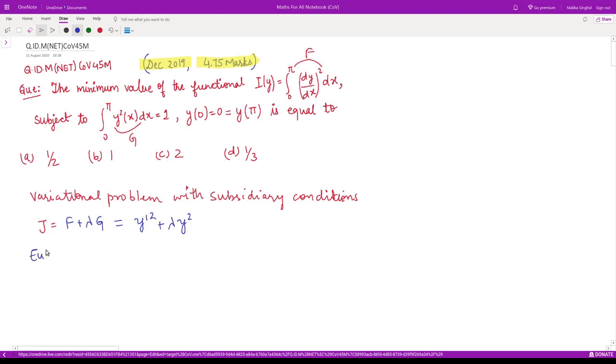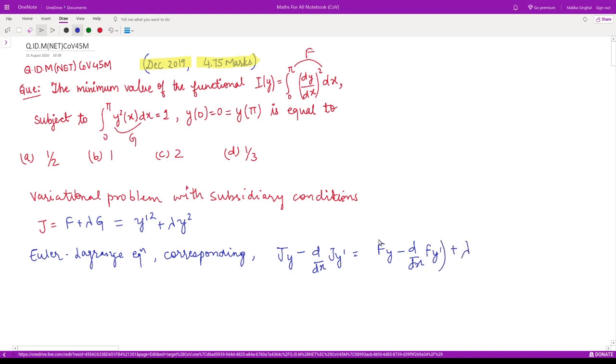And the Euler-Lagrange equation corresponding would be the value of J_y minus d/dx of J_y dash, or we can say that it would be f_y minus d/dx of f_y dash plus lambda times g_y minus d/dx of g_y dash. So let's solve this part.